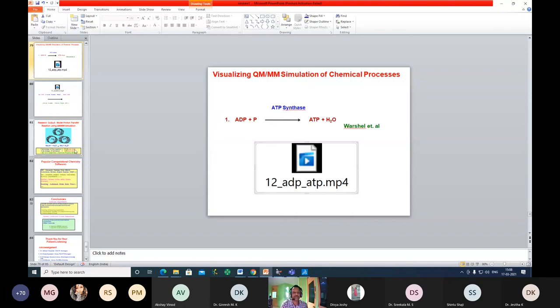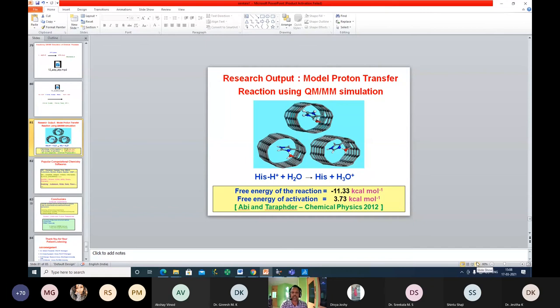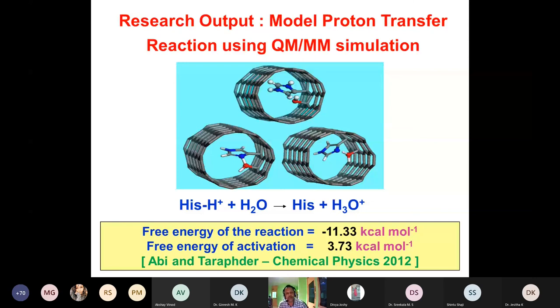Okay. So again, we have some research output in this QM/MM simulation. In 2012, this is one of my PhD works. We performed some QM/MM simulation using the empirical valence bond methodology, and we modeled a chemical reaction. The reactants involved in this reaction are an imidazole ring and an OH group. So a proton is transferred from this imidazole, or amino acid residue, to this OH group. That part is treated using QM method, and the other part, including the carbon nanotube and solvents, is treated using MM.